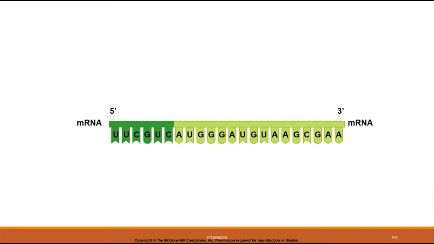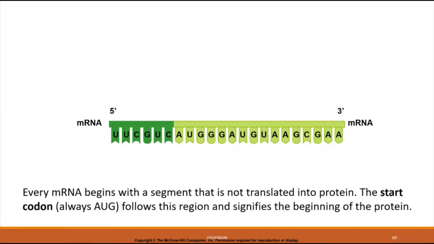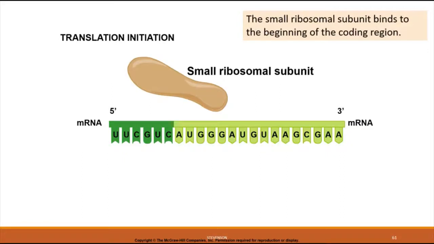So here's the messenger RNA molecule that we're going to be working with here. Before we get started, let's note that every messenger RNA molecule will start with a segment of letters that is not actually translated into the protein. It is after this segment of letters, this untranslated region, that we see the start codon, which is always AUG. We can pick that out right here. So as translation gets started, the small ribosomal subunit will attach itself to the beginning of the actual protein-making part of the recipe.